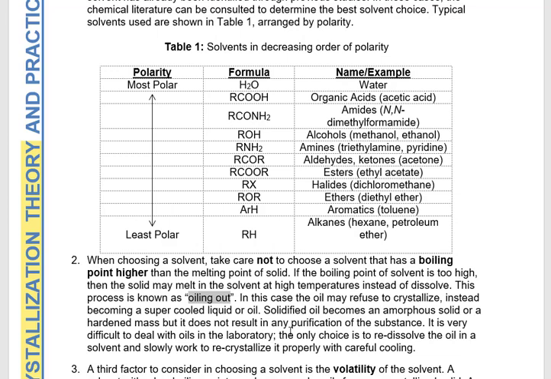Okay, and then the third criteria to pay attention to would be solvent volatility. Typically you do want lower boiling points for your solvents because they're a lot easier to remove that way. But at the same time, you don't want it to be so volatile that when you're trying to dissolve the solid, all the solvent evaporates out. So you kind of have to balance things here.